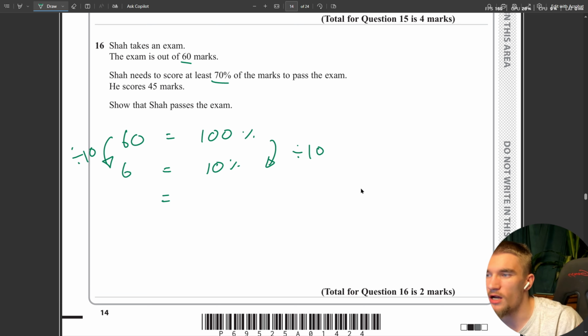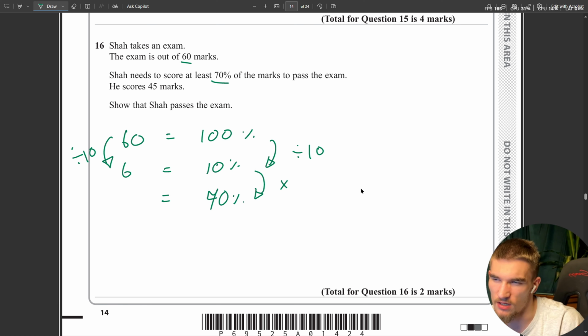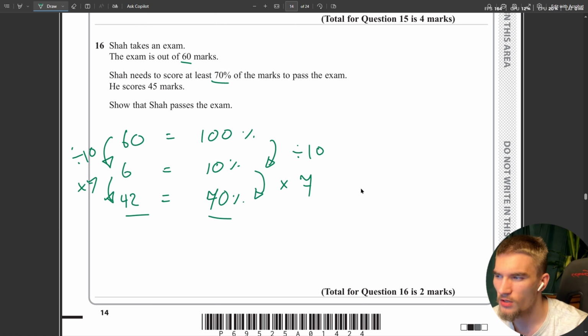So now I want to figure out what 70% is though. So how do I go from 10% to 70%? I times by 7. So I'll times by 7 here. 6 times 7 gives me, 7 times 7 is 49, 49 minus 7 is 42. I haven't done my 7 times table in a while. So yeah, it's 42. Did he pass? He scored 45, so yes, he passed. Yes, he has more than 42, right?